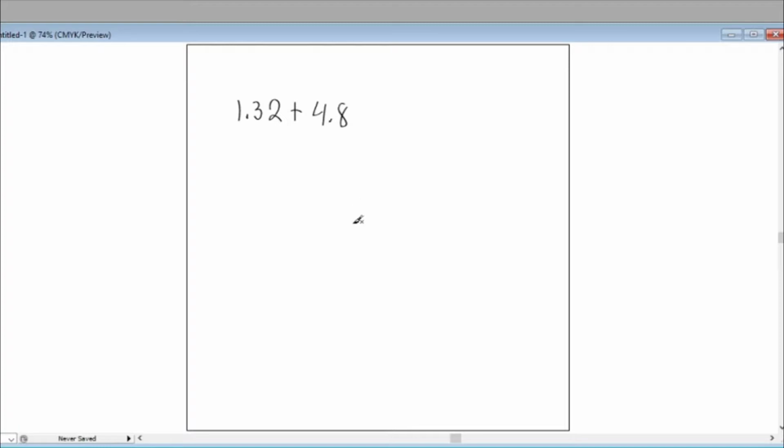It's just like having a common denominator with fractions. You have to have the correct place values lined up to add together. I can't add tenths and hundredths. I can't add ones and tenths. They're not the right type of thing. So when I set this up, I'm going to set it up vertically.